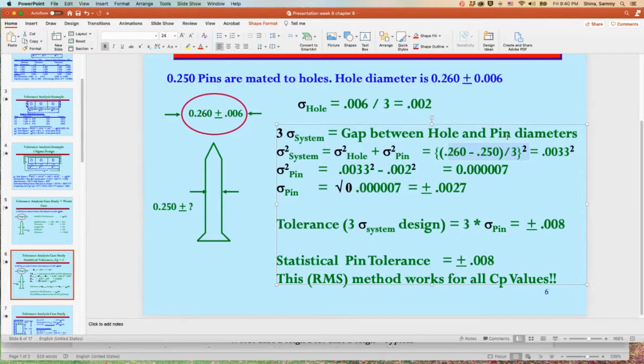So that gives us the sigma squared of the system. So the sigma squared of the system is sigma squared of the hole and sigma squared of the pin. The system consists of this hole and the pin, so we know the difference. So sigma squared of the pin is sigma squared of the system minus sigma squared of the hole. Sigma of the pin is the square root of that, and that is 0.027.